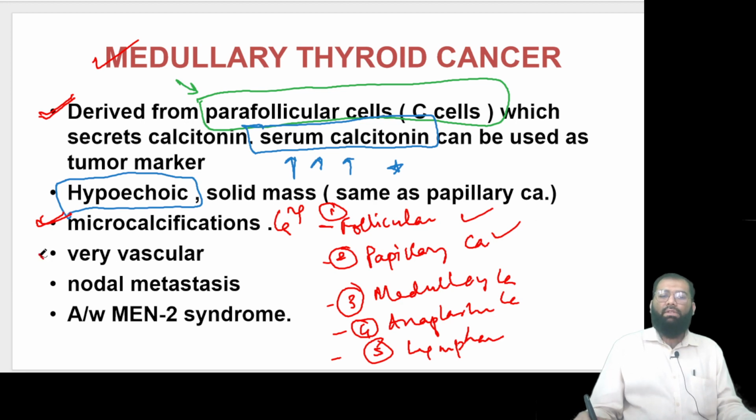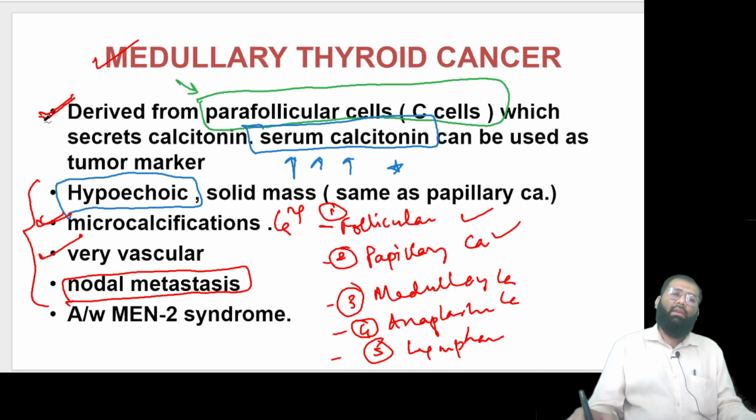Another very important feature: very vascular. Again, this is similar to papillary CA. This can also show nodal metastasis. So all these 4 features are similar to those of papillary carcinoma of thyroid. But a very important feature which makes it different is that it is associated with MEN. What is MEN? Multiple endocrine neoplasia 2. So this is associated with MEN2 syndrome.